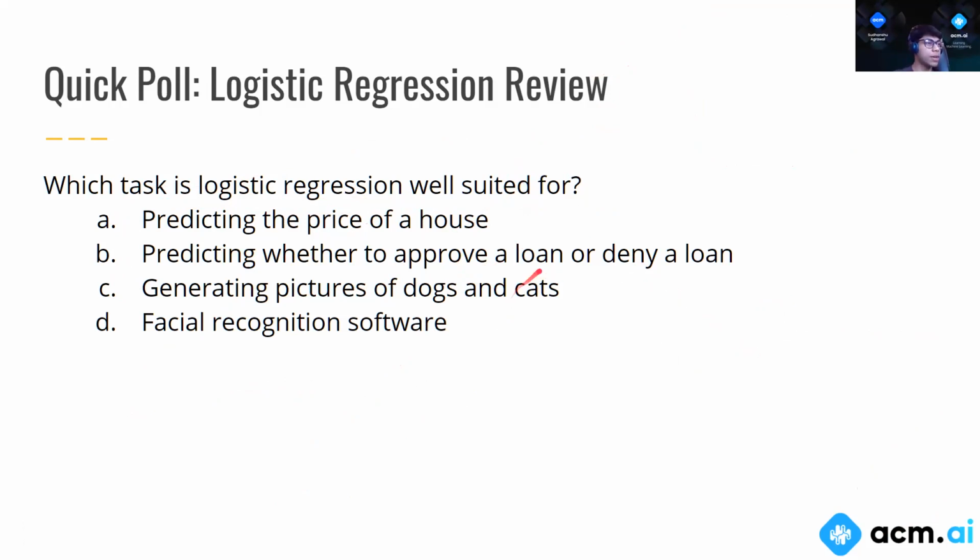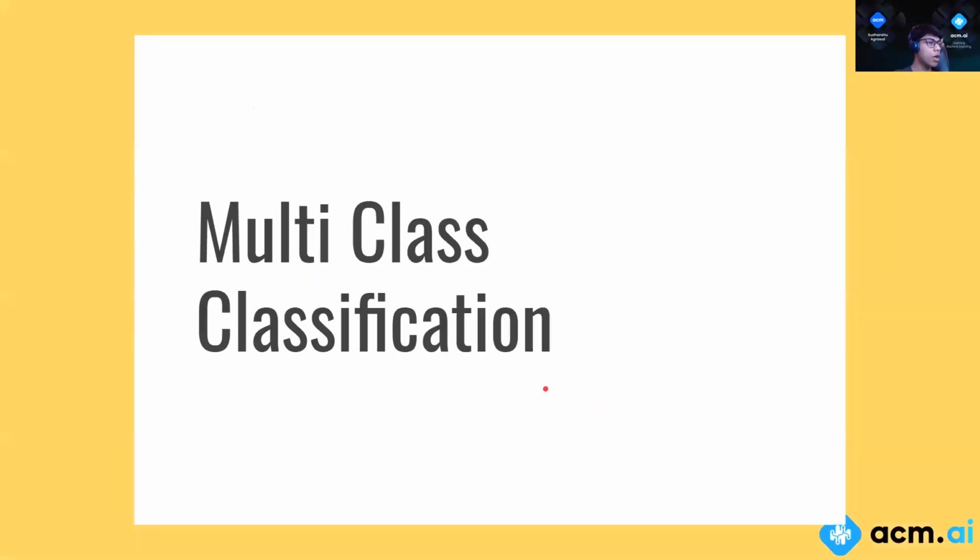And yeah, so just to quickly recap, whenever you have something that has a binary nature, approve, deny, yes, no, 0, 1, then you want to think about logistic regression. And that's going to be really helpful in later applications. So let's move on to multi-class classification, and I'll hand it over to Adithya now.